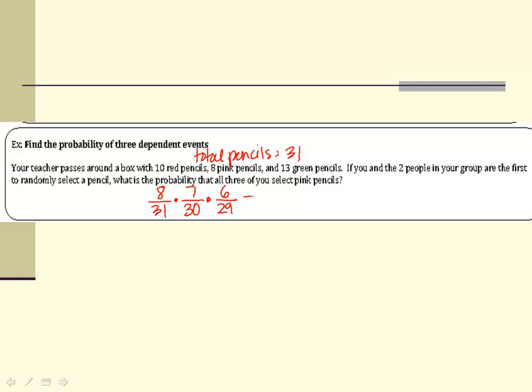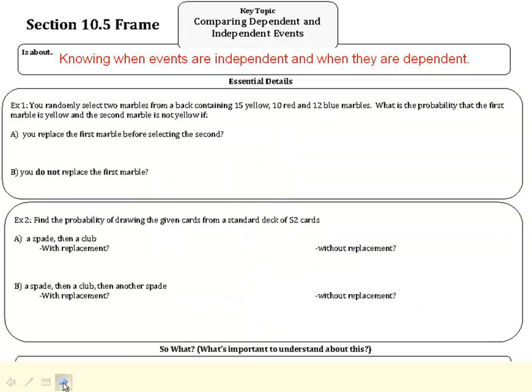And so if I multiply across, I get 336. If I multiply in the bottom, 26,970. And I can reduce this to 56 over 4,495. Okay, and so this is the idea of a dependent event. And overall, truthfully, I think you guys are probably okay with this idea. Again, when we pick this, we are assuming I pick a pink, assuming you pick a pink, assuming Bob picks a pink. Okay? All right, last one.